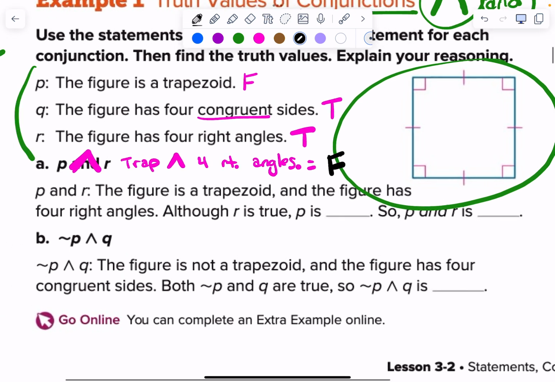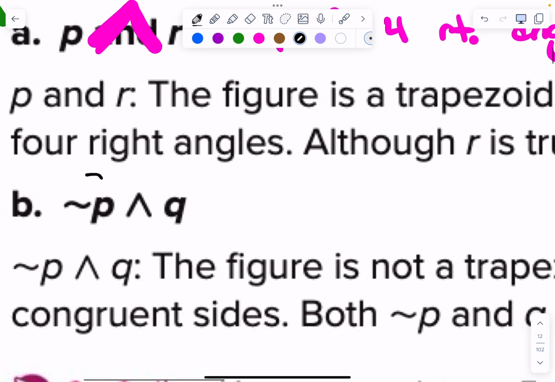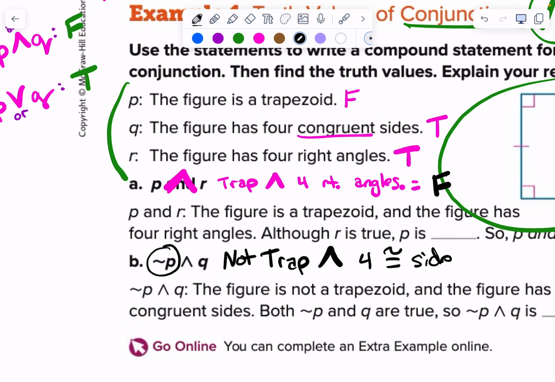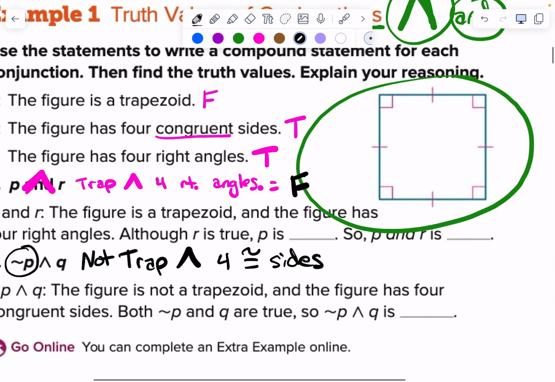Okay? Now this one says not P. What does not P say? Figure is not a trapezoid. I'm paraphrasing. The figure is not a trapezoid and it has 4 congruent sides. Is that true or false? This figure is not a trapezoid and it has 4 congruent sides. That is true. Got it? I'm paraphrasing, I write it out really short.